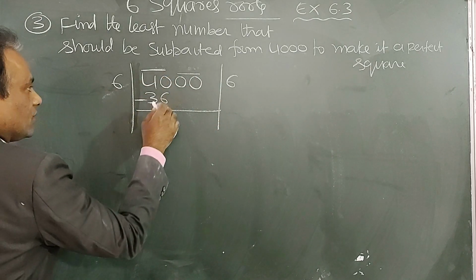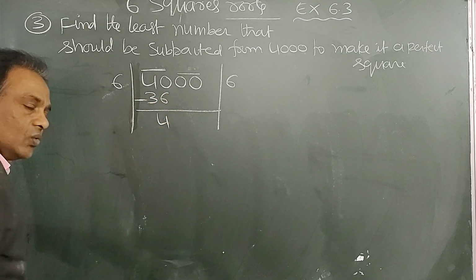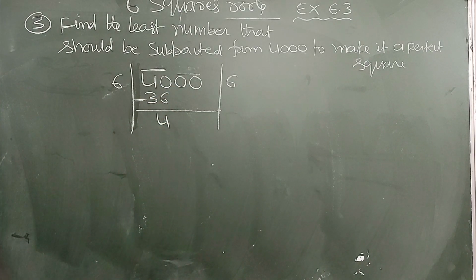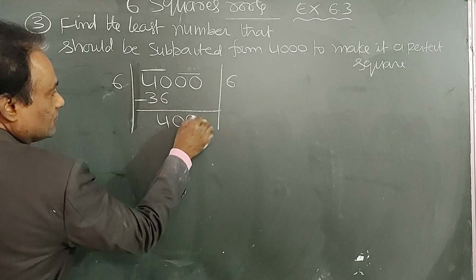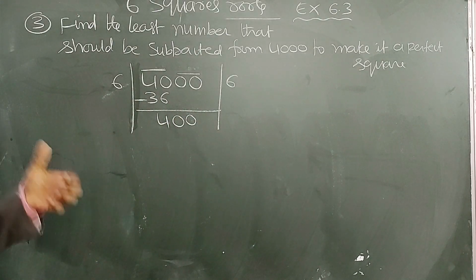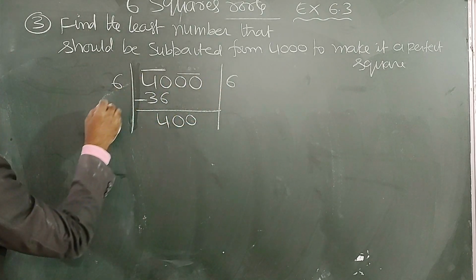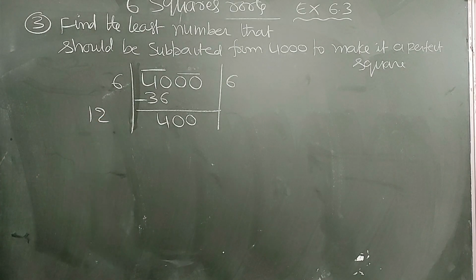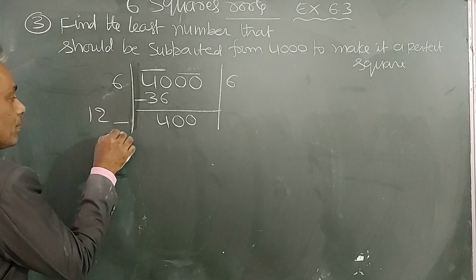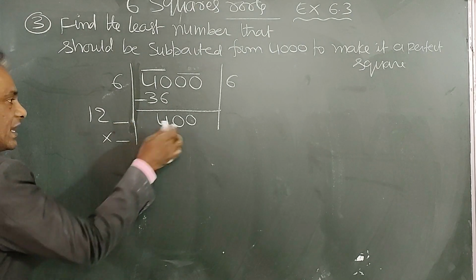Third step is subtract. That 40 minus 36 is 4. Fourth step is take the pair. Fifth step is add these two. 6 plus 6 12. Next step is write a number here, multiply with same number, we have to get this.